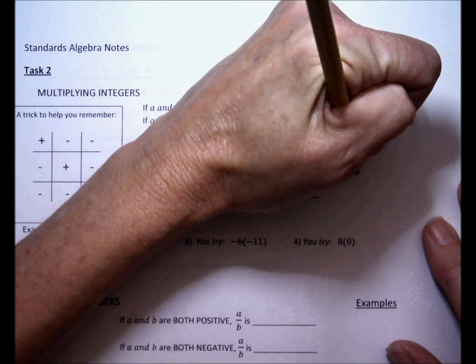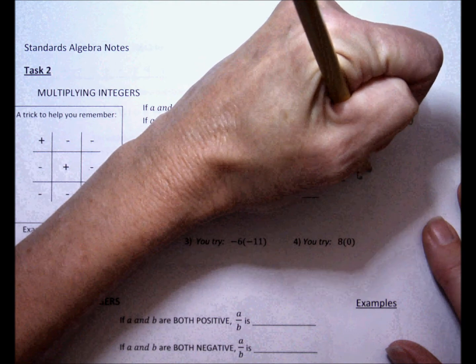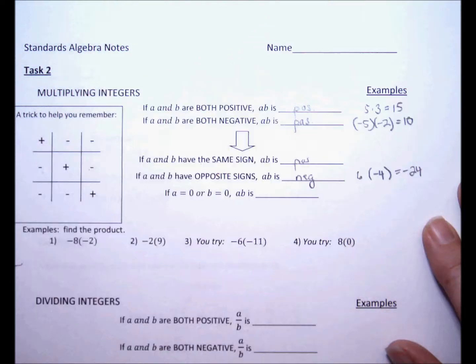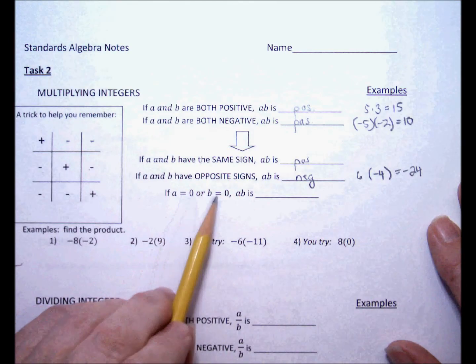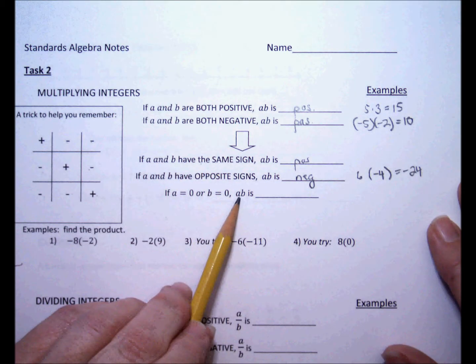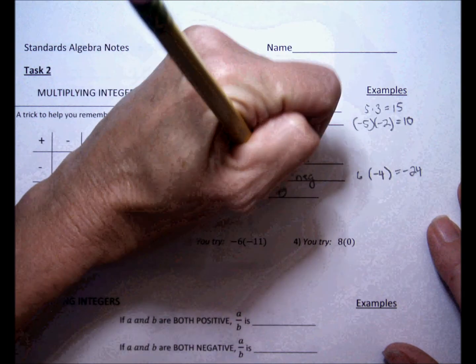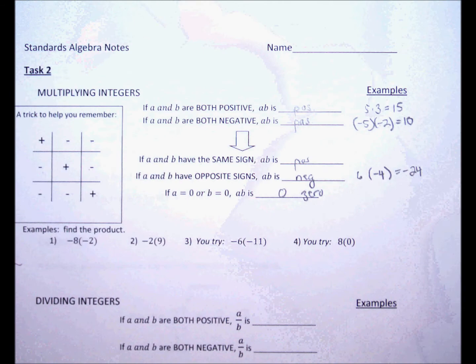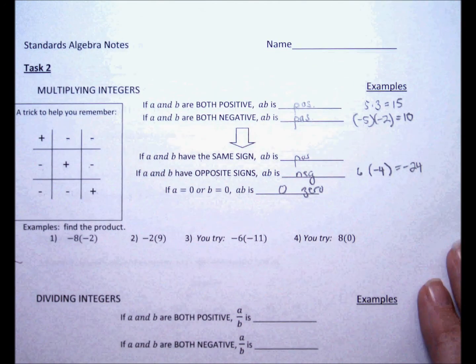So here's an example. 6 times negative 4 is negative 24. Okay, now if A is 0 or if B is 0, their product is always 0. That's the zero product property.